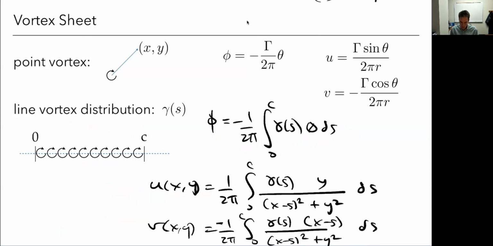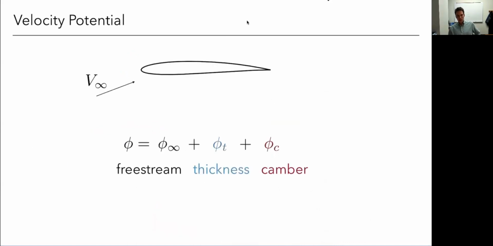So again, what we've done is allowed ourselves the ability to compute the velocity components at any arbitrary point in space that is created by this entire distribution of vortices. All right. So with those tools in place, let's now look at an arbitrary airfoil.